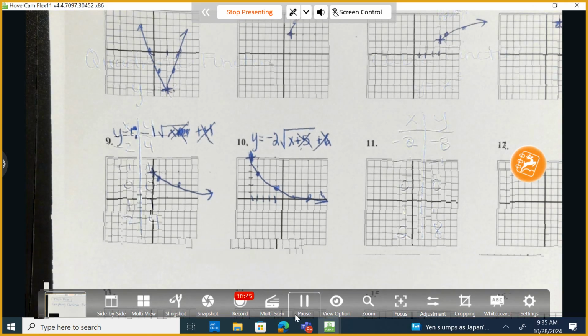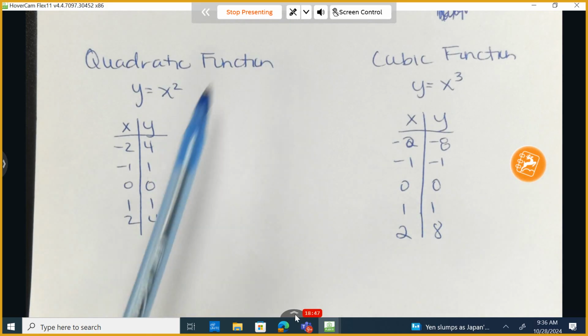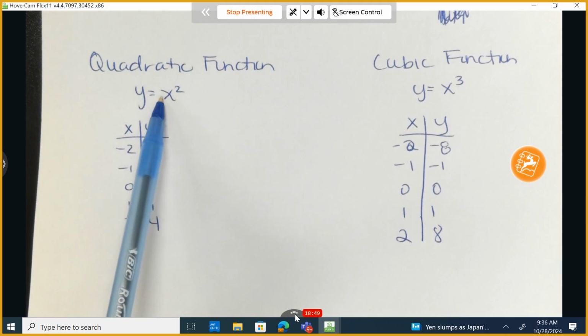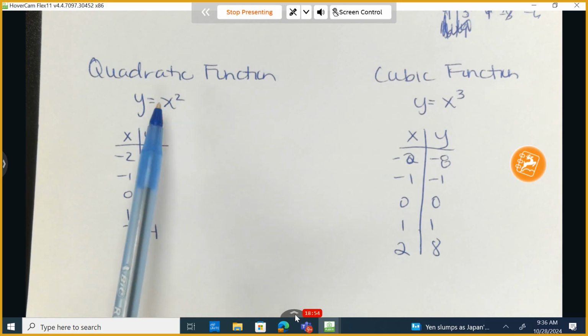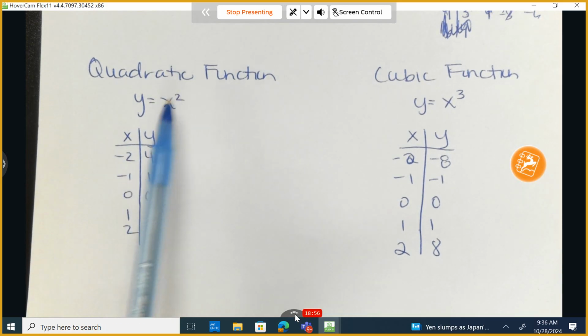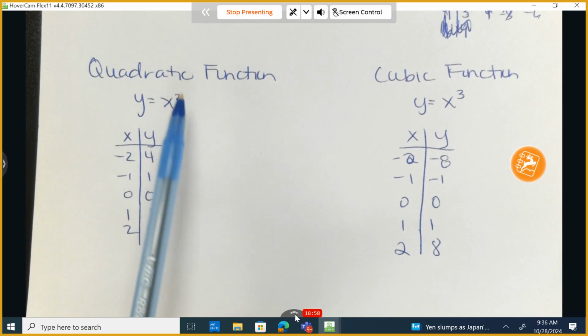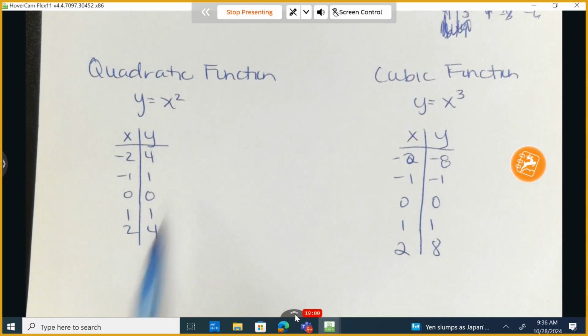Let's look real quick at quadratic and cubic. Quadratic, these are the parent functions. So when you take negative 2 and you square it, negative 1 squared, and so on. We know that when we take a value, whether it's positive or negative, and we square it, or the exponent degree is even, we always get a positive result.